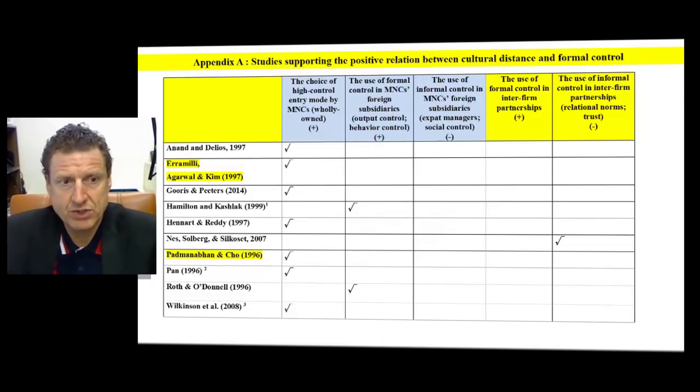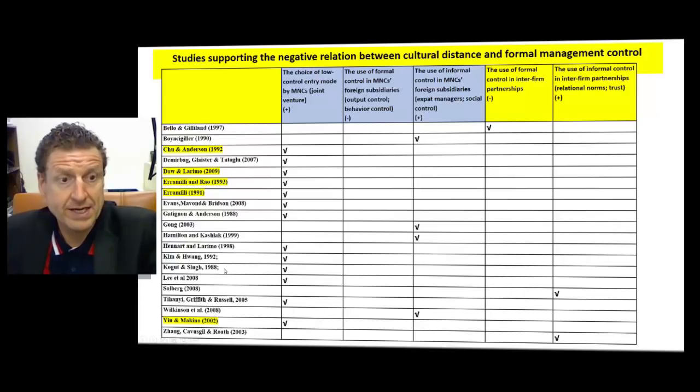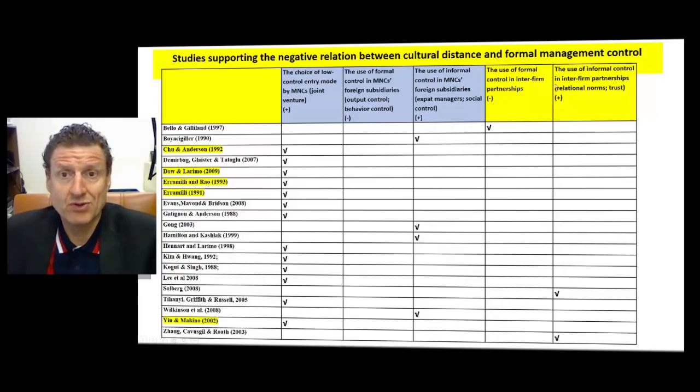This is international business literature. It has been around for several decades. As you can see, some of these early studies are in the 90s. And look at these studies here, 1990 for Chu and Anderson. They are Cugat and Singh, 1988. So we're going back 30 years, aren't we? All right, and again, you can see most of them have looked at the multinationals' choice of entry mode. Very few of them have looked at the use of formal and informal controls in interfirm partnerships, even if we're not talking about MNCs and their foreign subsidiaries.